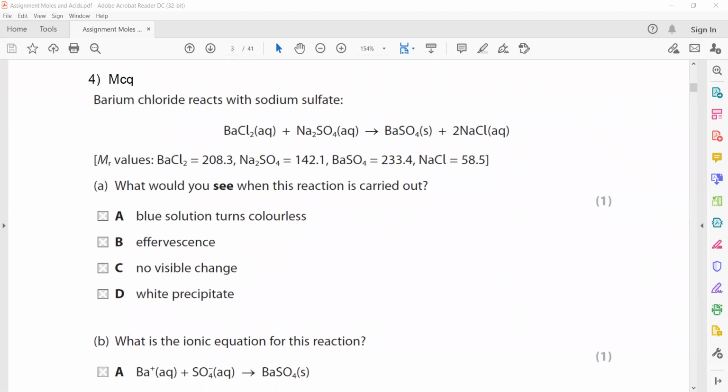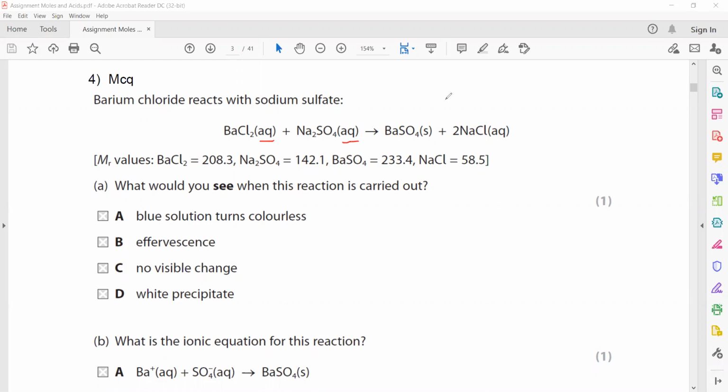Moving on to question 4. Barium chloride reacts with sodium sulfate. The equation is given for this reaction: when BaCl2 reacted with Na2SO4 gives BaSO4 and 2 NaCl. So this results in the formation of a white precipitate. When we mix two solutions and a solid is formed, we call this reaction precipitation. The question is, what would you see when this reaction is carried out?